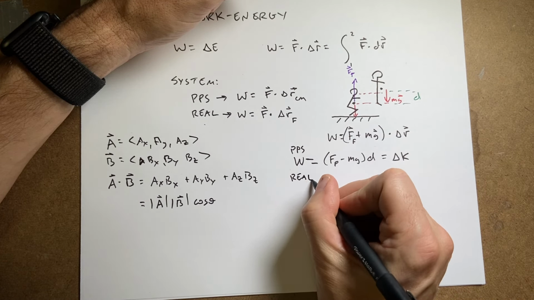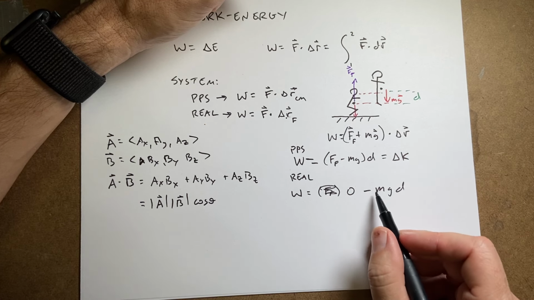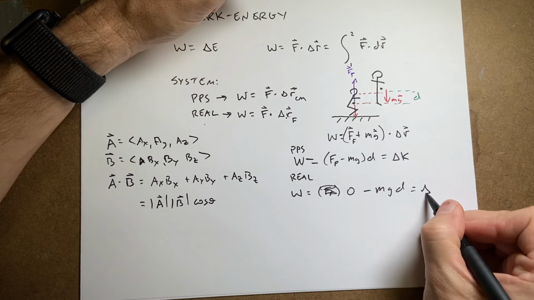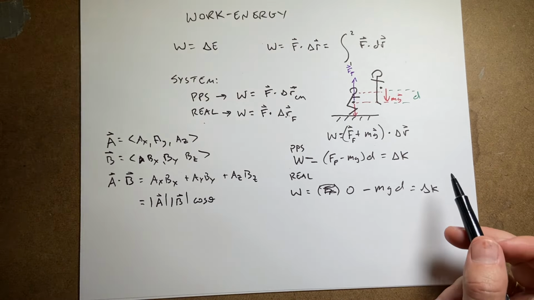Well, now I need to go in the how far did the floor move, right? So F dot delta R floor. Well, the floor didn't move. So this is 0. So the work done by that is 0. But then I do have the minus mg times d, which is the work done by gravity, equals delta K. But you see here, if the person's speeding up and gravity does negative work, then how does that happen?